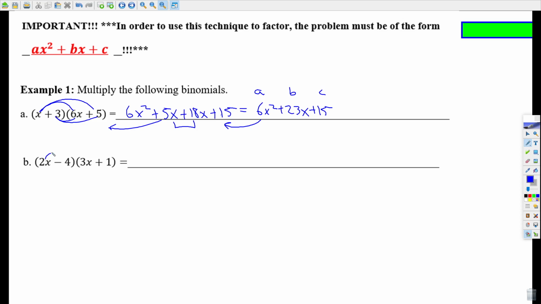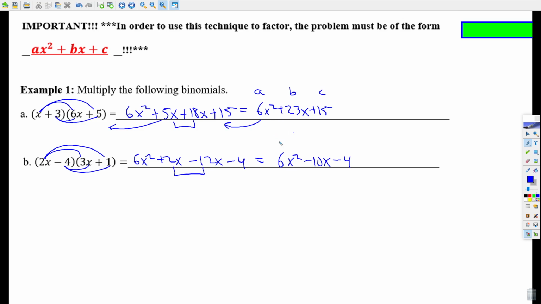All right, let's try another one. Let's multiply these together. We get 2x and 3x, that's 6x squared again, just a different combination. 2x times 1 is plus 2x. Negative 4 times 3x is negative 12x. Negative 4 times 1 is minus 4. Again, we can combine these two. So you get 6x squared, and then you combine those middle two, that'd be minus 10x minus 4.